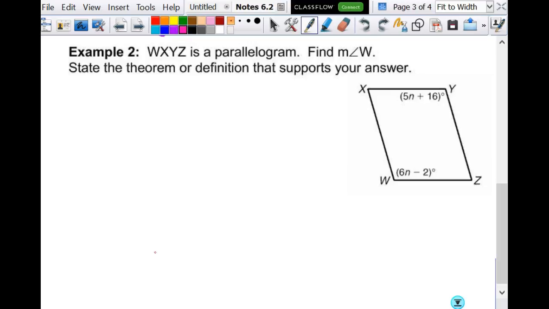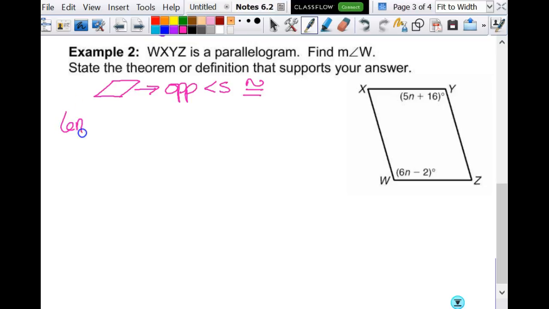We're just going to go through these. I think I'll run out of time if I give y'all time to work, so I think we'll just work through it together. So we know it's a parallelogram. We're looking for angle W. Well, we know consecutive angles are supplementary, but that's not going to help us here, right? Which theorem is going to help us here? The opposite one, right? If it's a parallelogram, then opposite angles are what? Congruent.